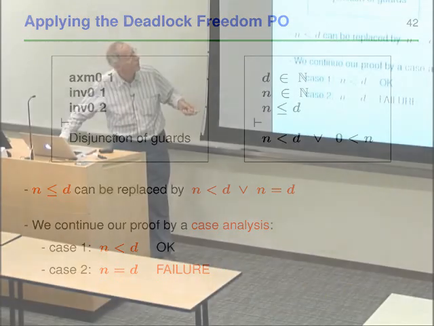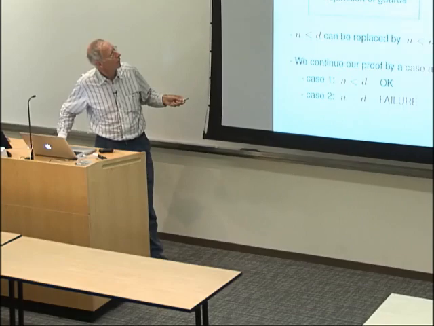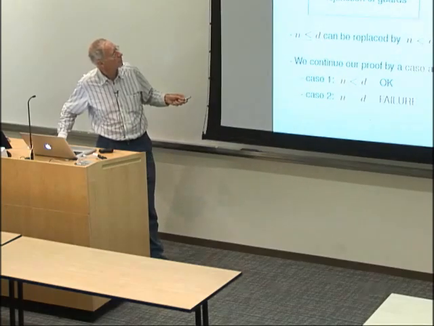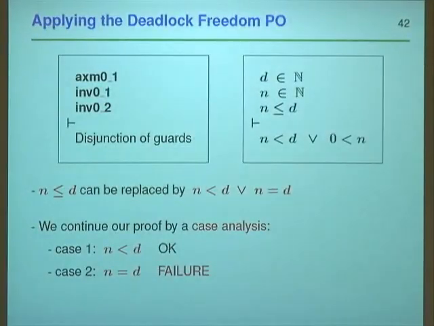We have this invariant. So n smaller than or equal to d can be replaced by this. So we have a proof by case. This case is easy because we have this here. But when n is equal to d, we cannot prove it.